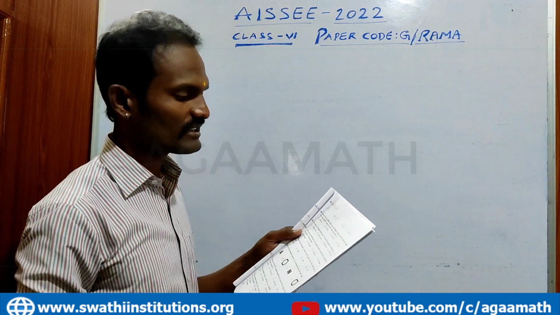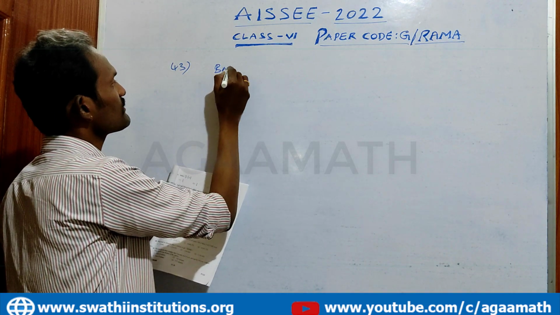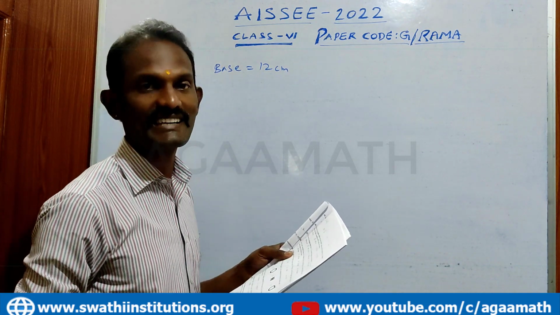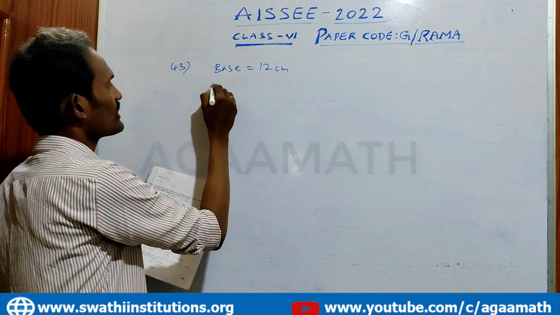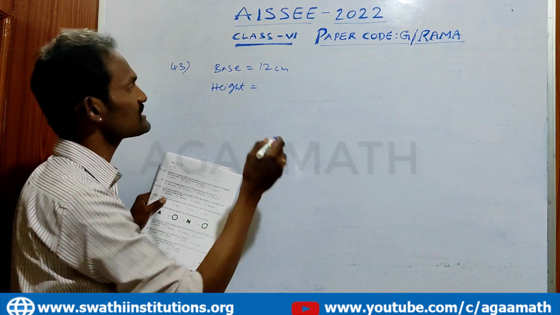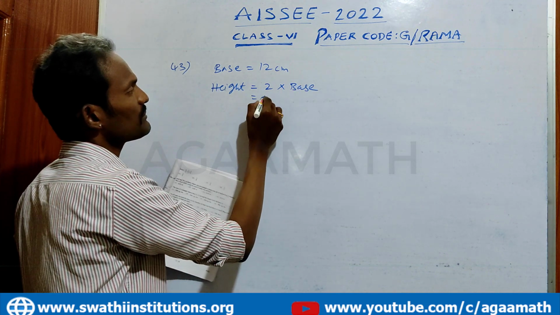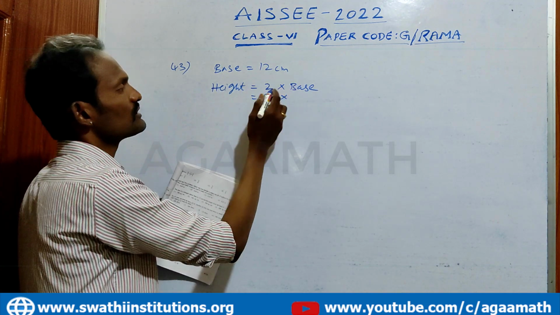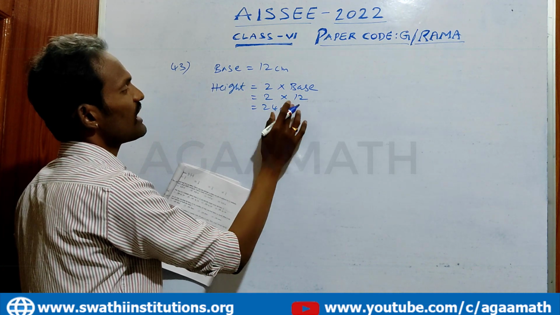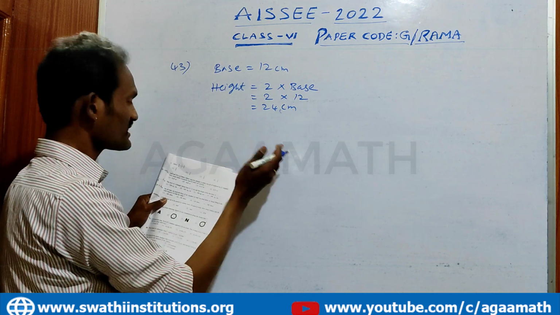The area of a triangle whose base is 12 centimeters, so the base is given as 12 centimeters, and the height is twice the base. What is he saying about the height? It is twice. Twice means 2 times the base. So we know that base is how much? 12. So 2 times 12 equals 24 centimeters. So I know the base and the height. So we want the area of a triangle.